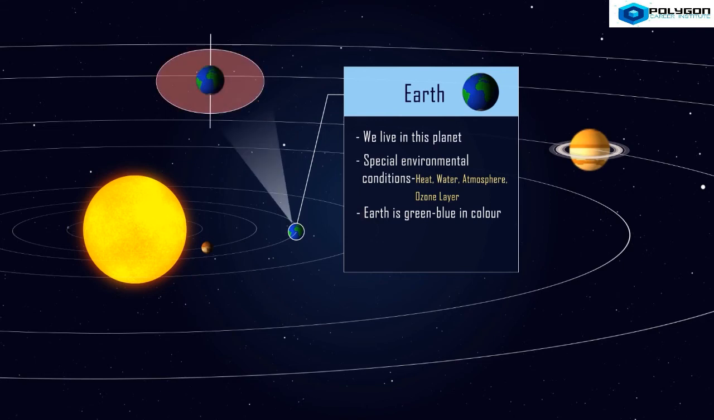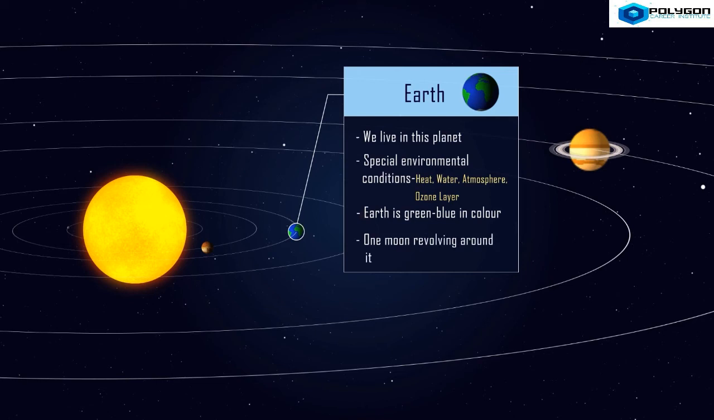We already know that the Earth's axis is tilted and not perpendicular to the plane of the orbit. It is due to this that we are able to get different types of seasons like winter, summer, autumn, and spring. The Earth has only one moon. Yes, the very same moon we see in the night.